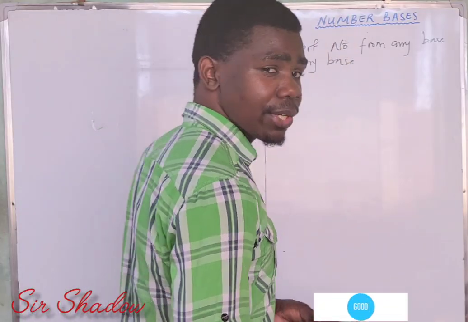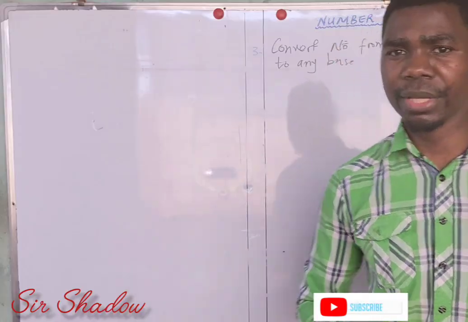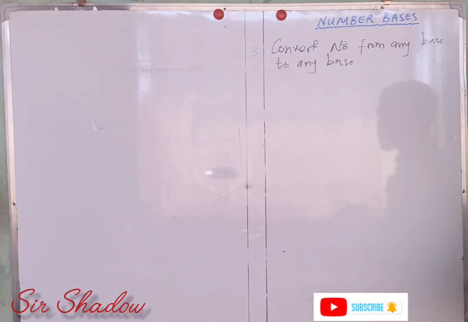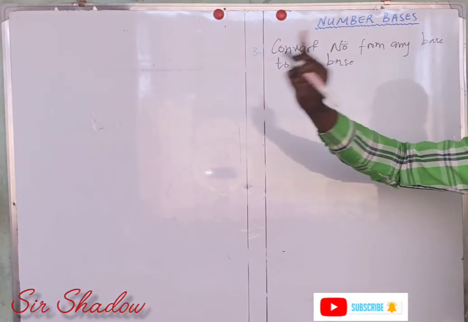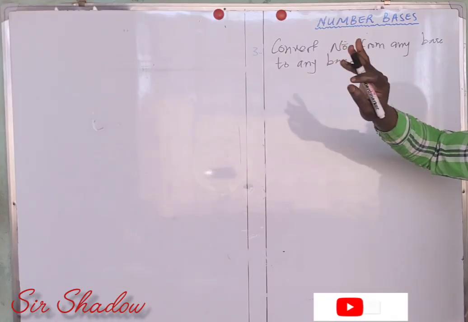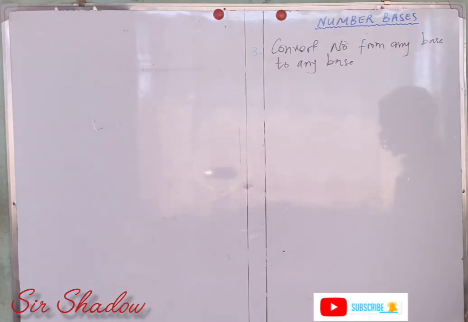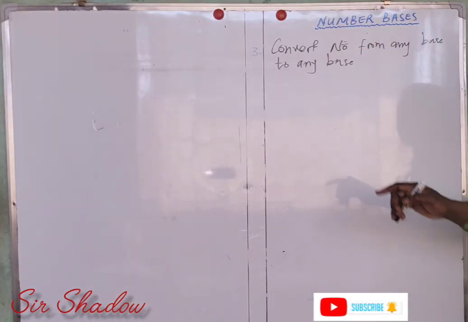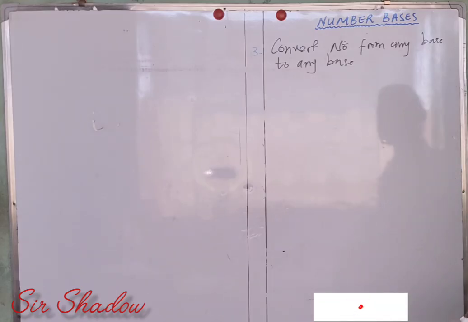Right, the third concept is we are going to convert numbers from n base to n base. Whenever we are dealing with this concept, there is an interrelationship of this third concept with the first two concepts. So we are going to convert numbers from n base to n base.